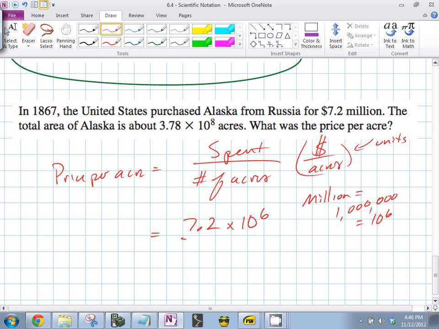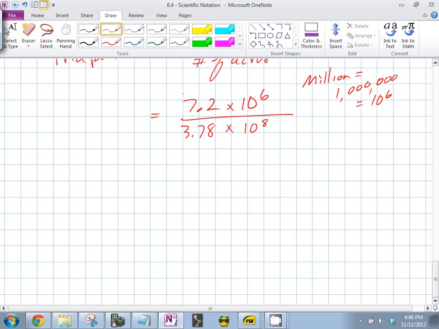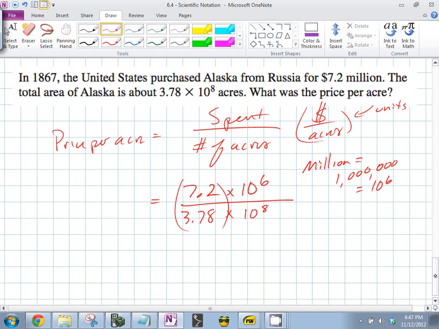We now have a similar situation to the one we had before. You can do that on your calculator. 7.2 divided by 3.78. And you get a pretty big decimal. And you end up with 1.90476, and it keeps going. I'm going to round that a little bit, but we'll keep it there for now, times 10 to the 6th over 10 to the 8th. It's going to be 10 to the 6th minus 8.